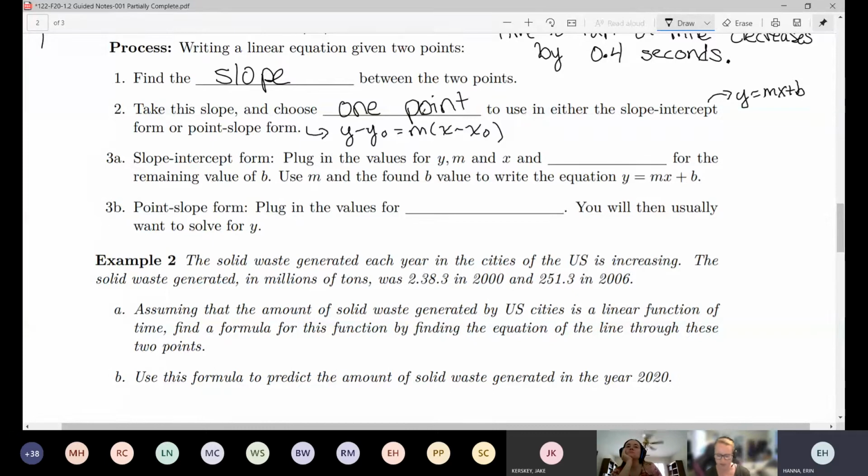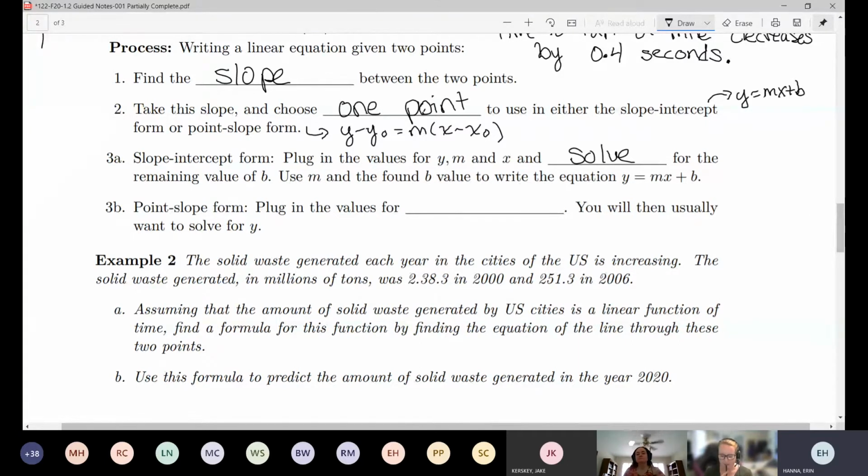If you're using slope-intercept form, what you're going to do is plug in the values y, m, and x, and solve for the remaining value of b. And then for some reason, people usually stop there and forget that you then actually have to write the final answer. So if you're doing it this way, make sure you actually find b and then use it to write the answer. The answer isn't just finding b, you then have to put it together.